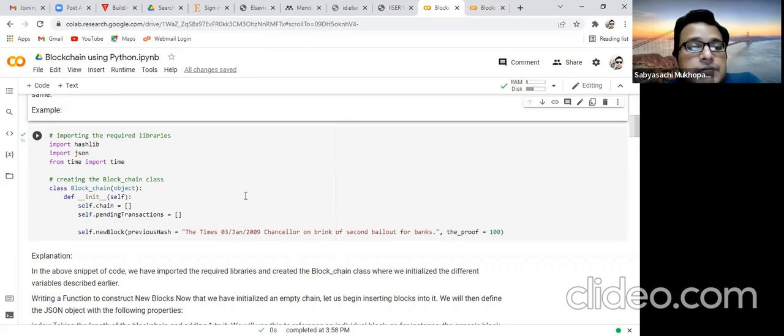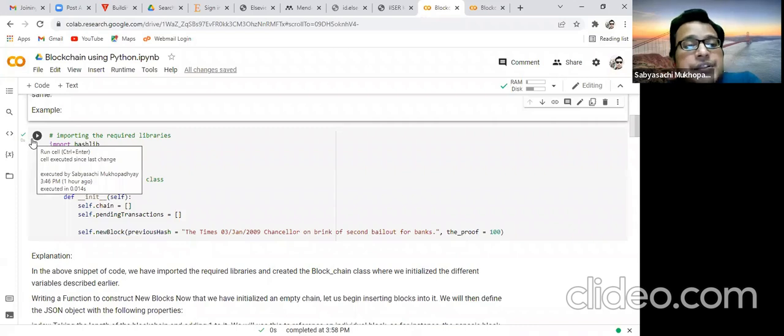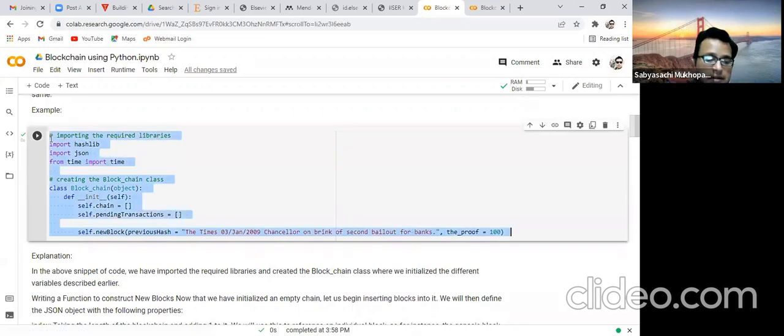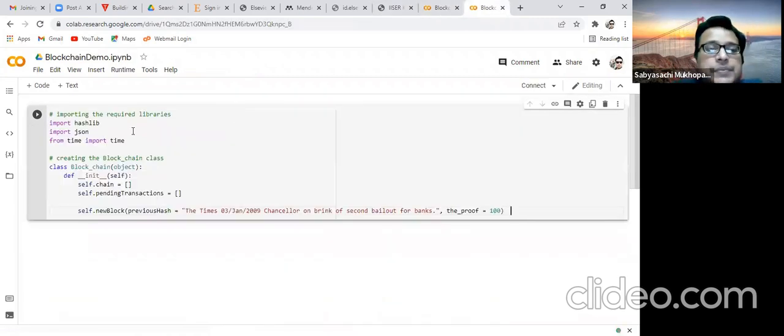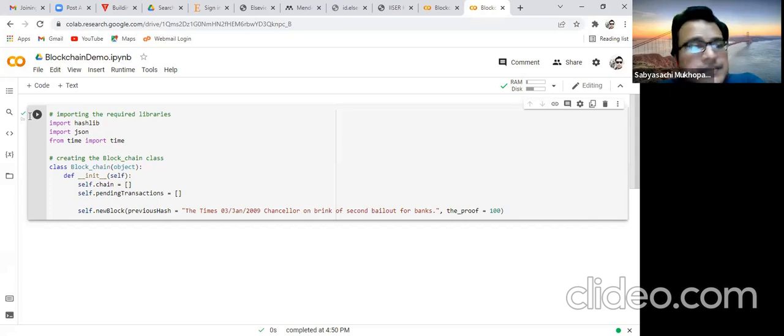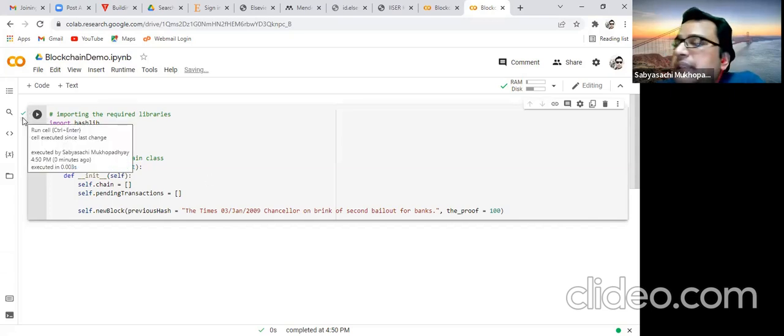Once we are done with our portions, initializing, for example, importing the libraries or creating the new blockchain class, there is a run cell button given there. You can click on the run cell button and your entire code portion will run. For your confidence, I am showing you how it will run. I am copy pasting it in the new block section, and I am clicking on the run cell button. You see that it is moving. Once the execution is done, if there is no error, you will see a tick appear. You see, successful installation of the libraries and creation of the blockchain class is done. You see a green tick on the left hand side.